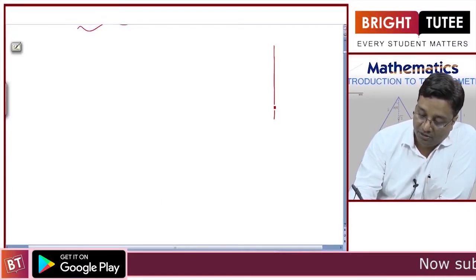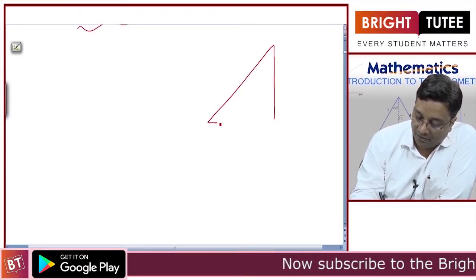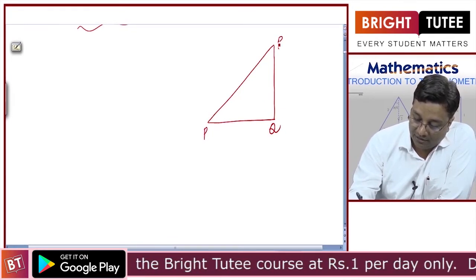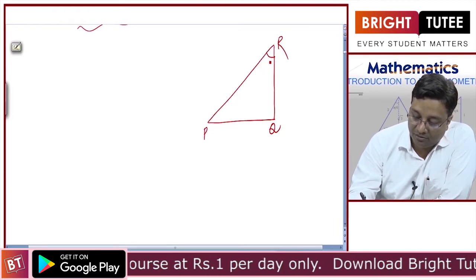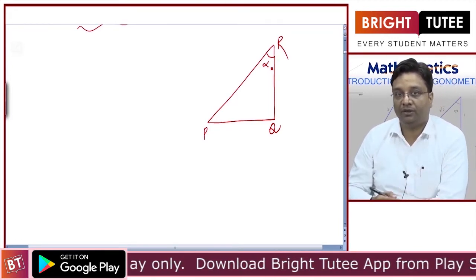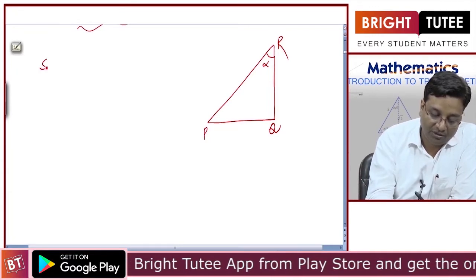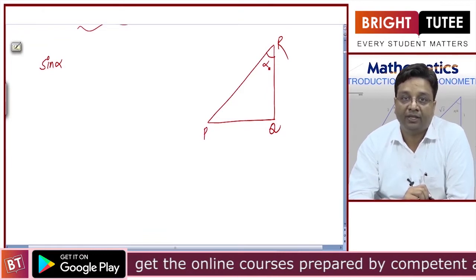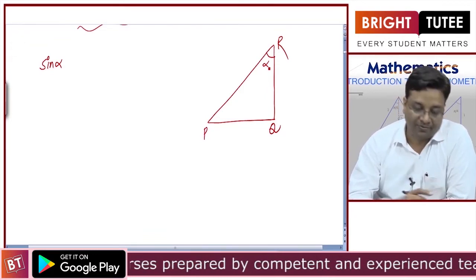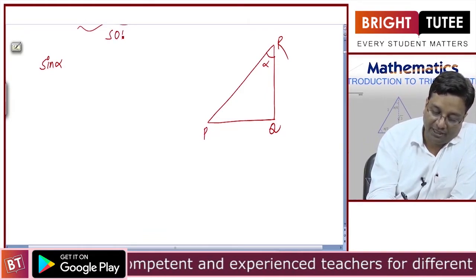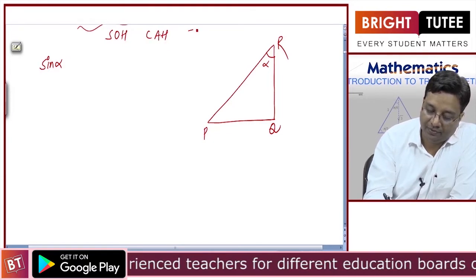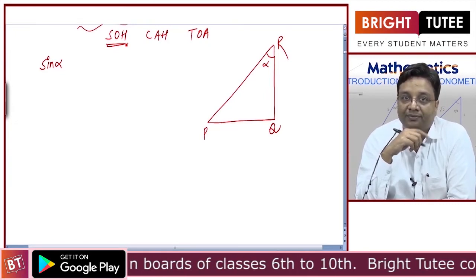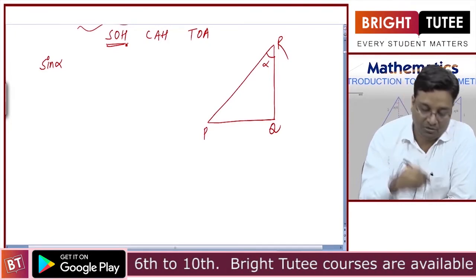Let me recap it once more. Let us say this is the triangle this time, PQR, and let's take this angle now. Let's say this angle is alpha. Okay, so I'll ask you all the ratios from the point of view of this angle alpha. So what is sine of alpha, students? You keep this mnemonic in mind, SOH CAH TOA. So you should be able to tell me what is sine of alpha: opposite by hypotenuse.